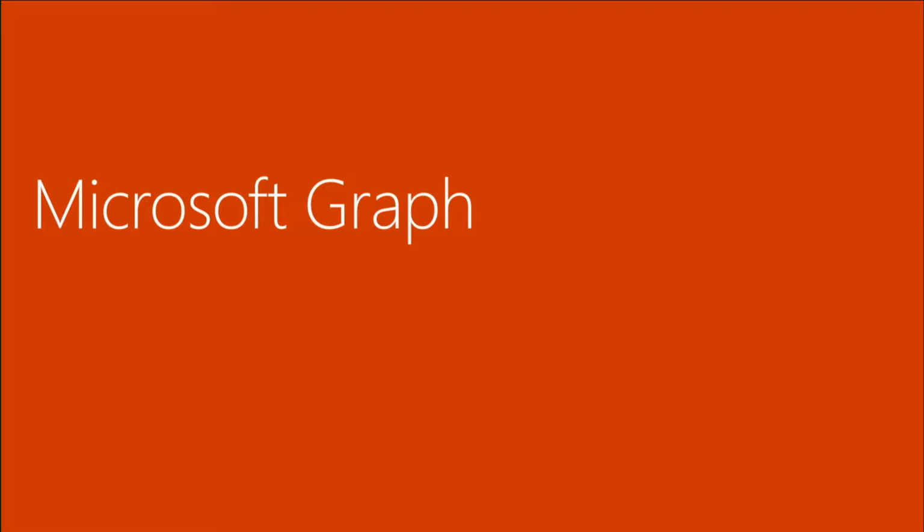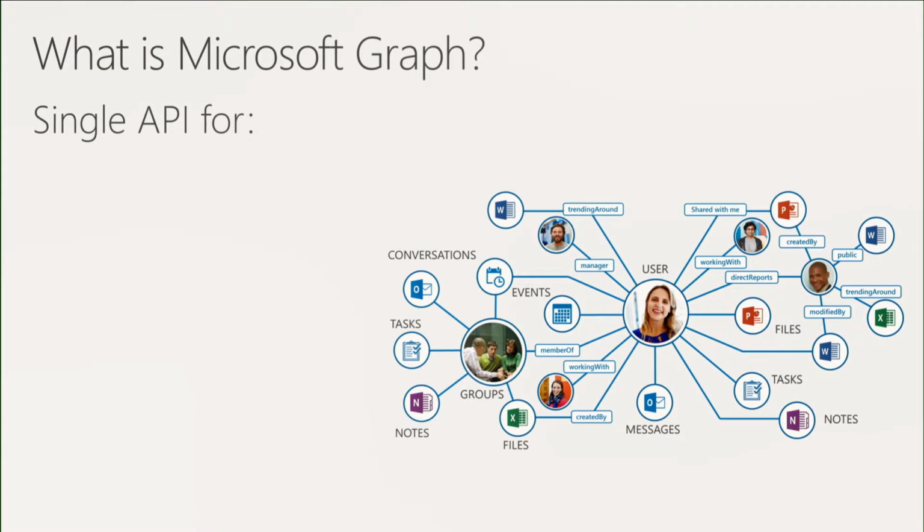Quick overview of Microsoft Graph. This is a single API endpoint for accessing data. And Microsoft Graph does a lot more than what Exchange has: mail, calendar, contacts. It also lets you access a user's files in the cloud. It lets you go against Azure Active Directory in the cloud.